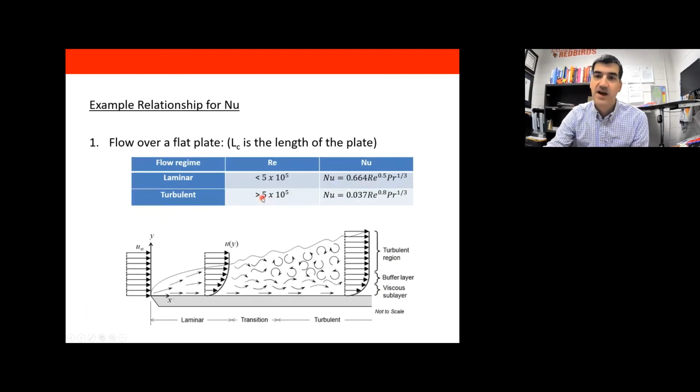Conversely, if your Reynolds number is greater than 5 times 10 to the 5th, you're in the turbulent regime over here. So you need to use this equation to calculate what is the Nusselt number. So 2 different equations to calculate the Nusselt number for fluid flow over a flat plate, depending on whether your fluid is laminar or turbulent. That's flow over a flat solid surface.